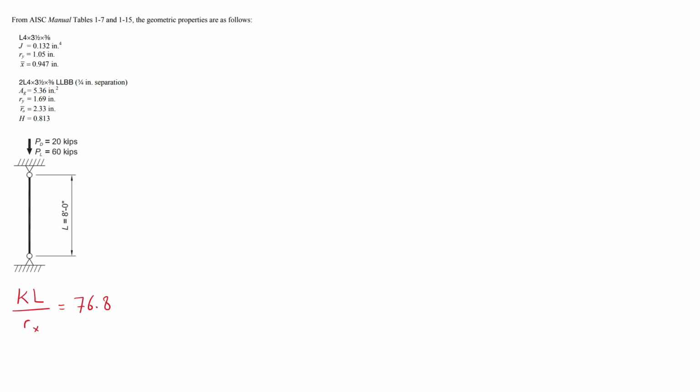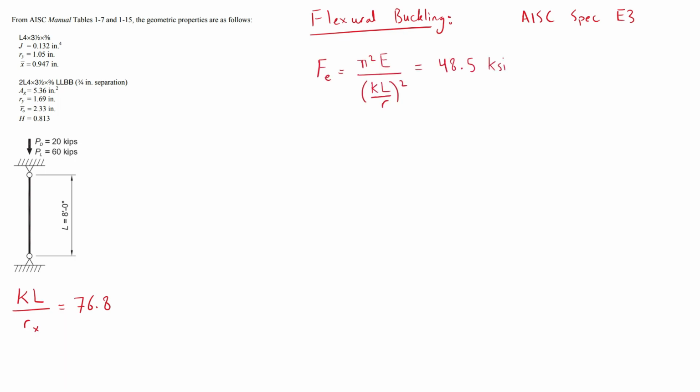When there are no slender elements, the member will fail either due to flexural buckling or flexural torsional buckling because it is singly symmetric. Let's start by looking at flexural buckling from AISC specification Section E3. Here we can determine the elastic buckling stress. Note that we use the slenderness about the x-axis because it governs. The highest slenderness ratio should be used.